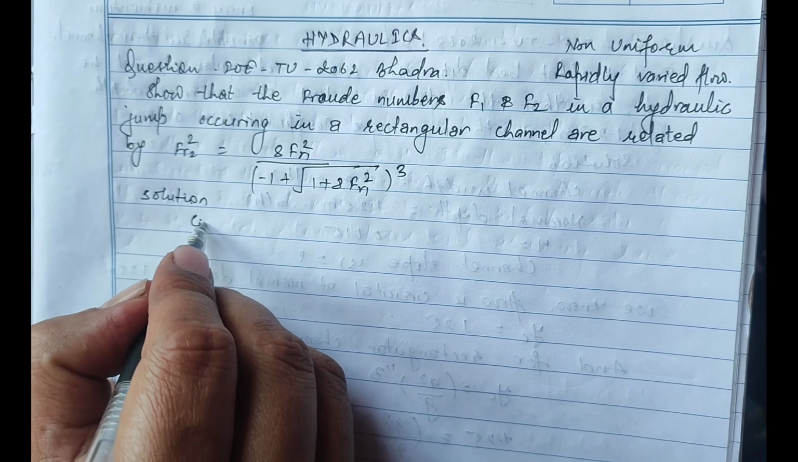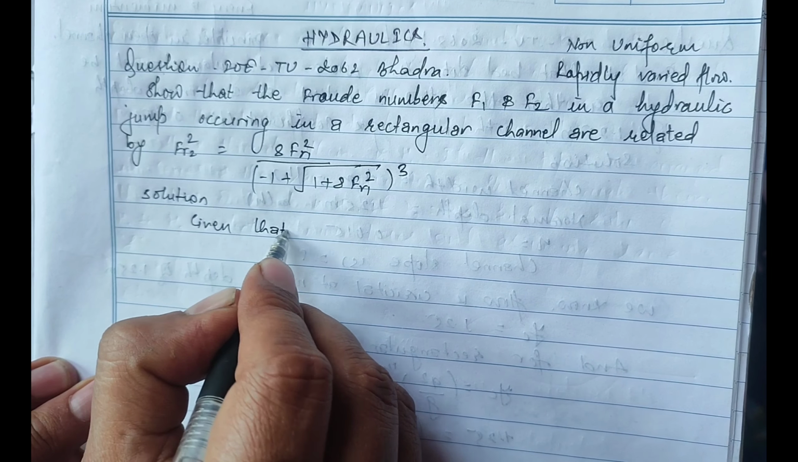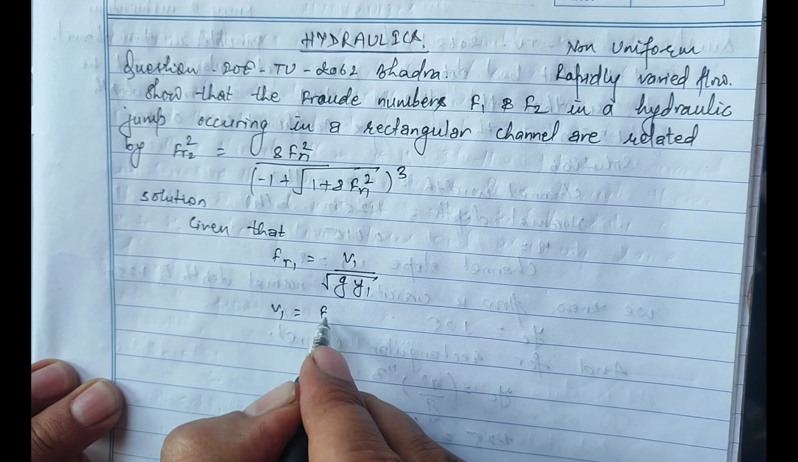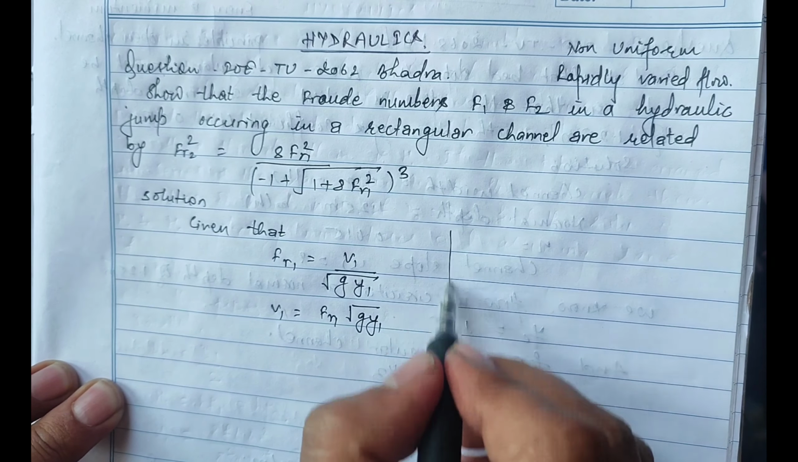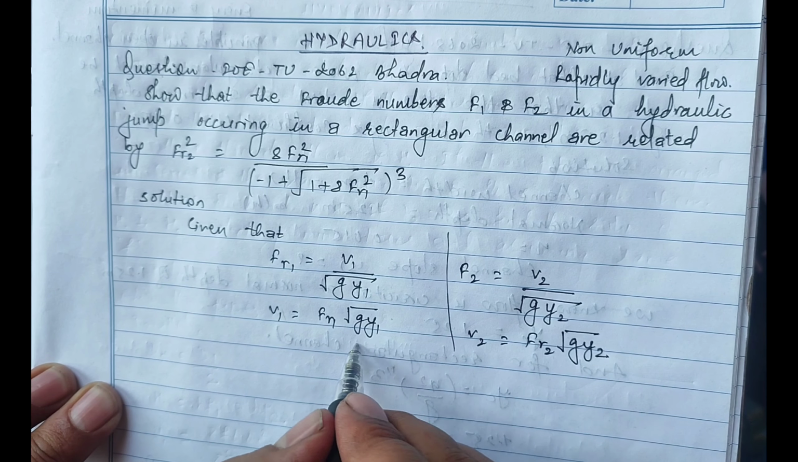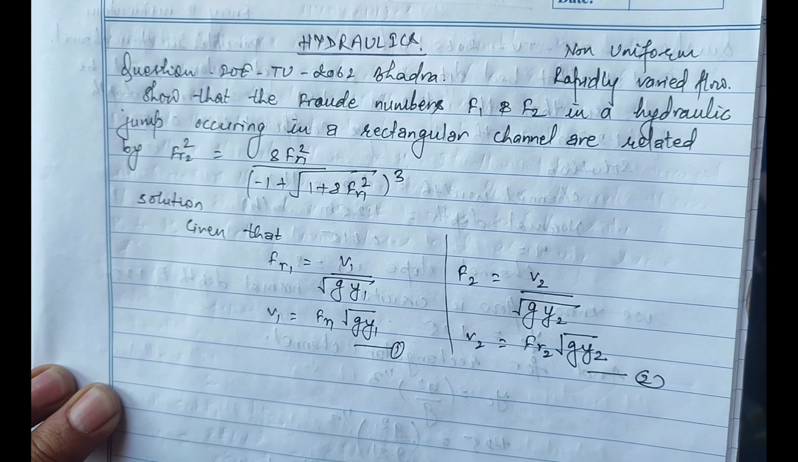Solution: given that Fr1 = V1/√(gy1), or V1 = Fr1 √(gy1), and Fr2 = V2/√(gy2), where V2 = Fr2 √(gy2). This one is equation 1 and this one is equation 2.